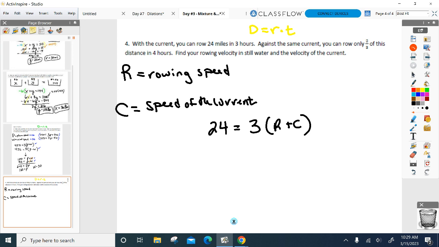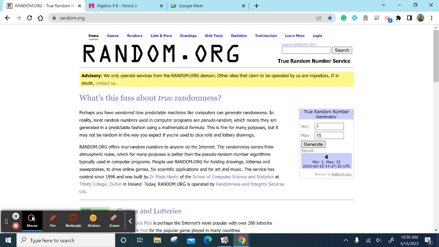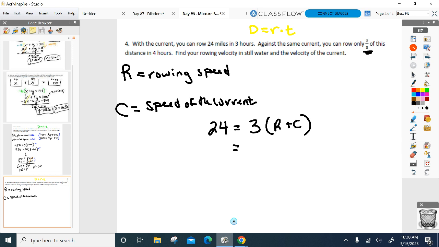Now you just got to read. Last problem, you were going the same distance both times. Now you're not. When I go against the current, you can only go 2/3 of the distance. So I don't want to put 24 in to start it off. It's going 2/3 the distance. So what's my D here going against the current? 16. And now that'll be not 3, but 4, times R minus C.